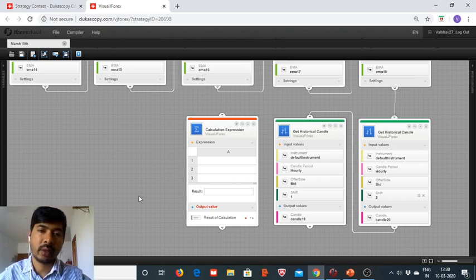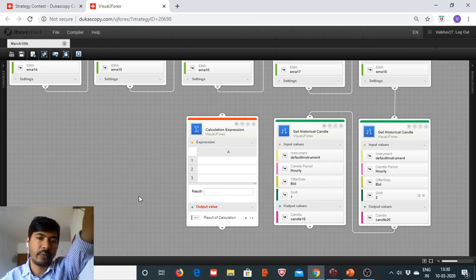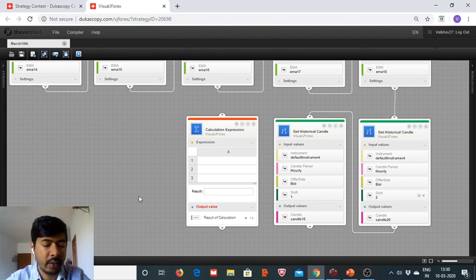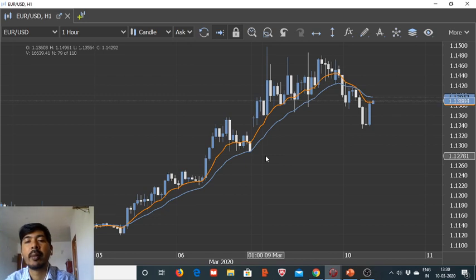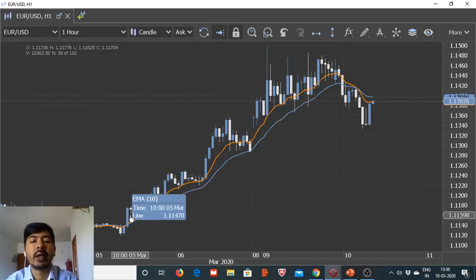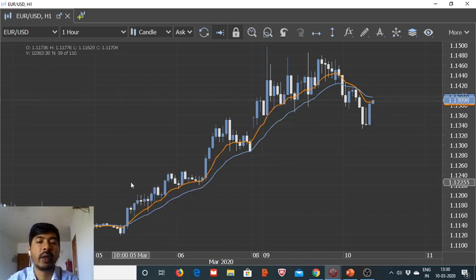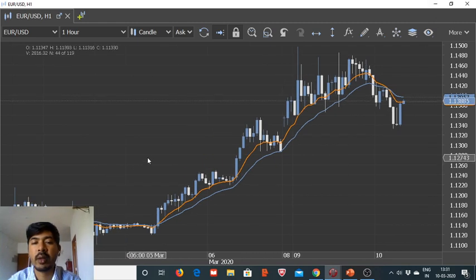Now in this calculation expression block, we will compare the candle close, the last candle close. Suppose the last candle close has happened above this EMA 10, only then will it look for a buy trade. So we can do that, and we will need to bring in the if blocks.